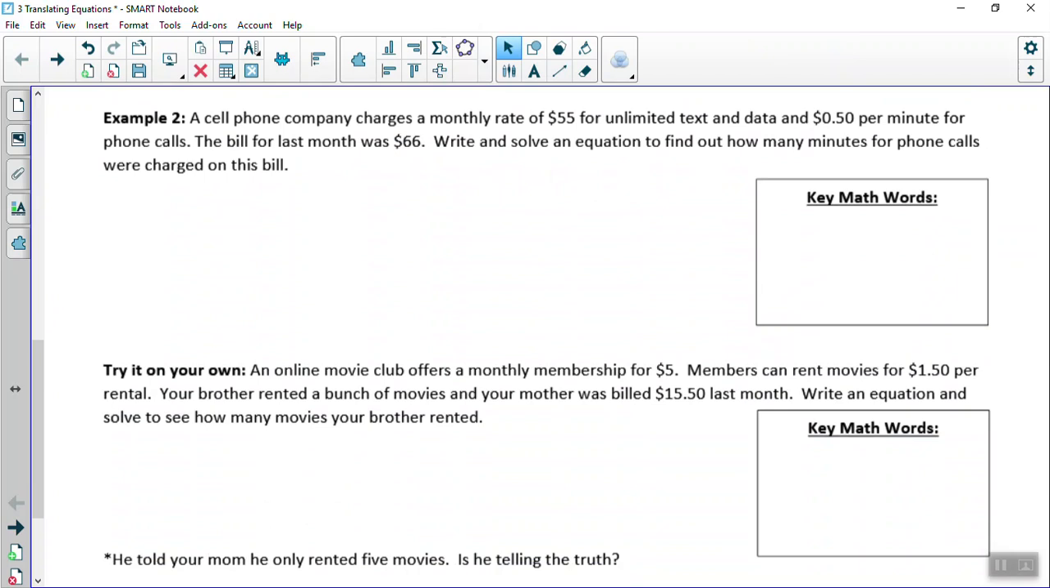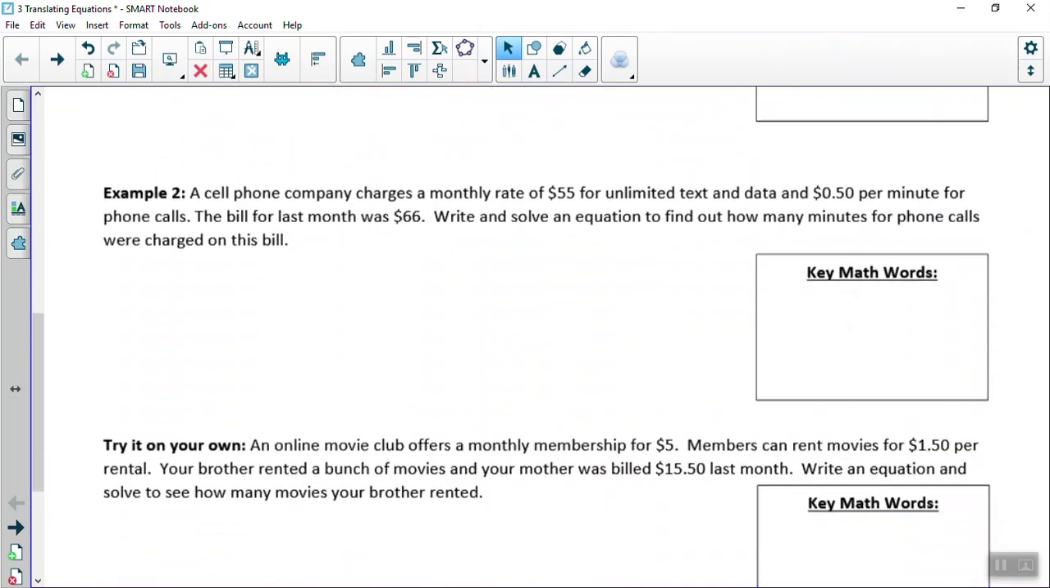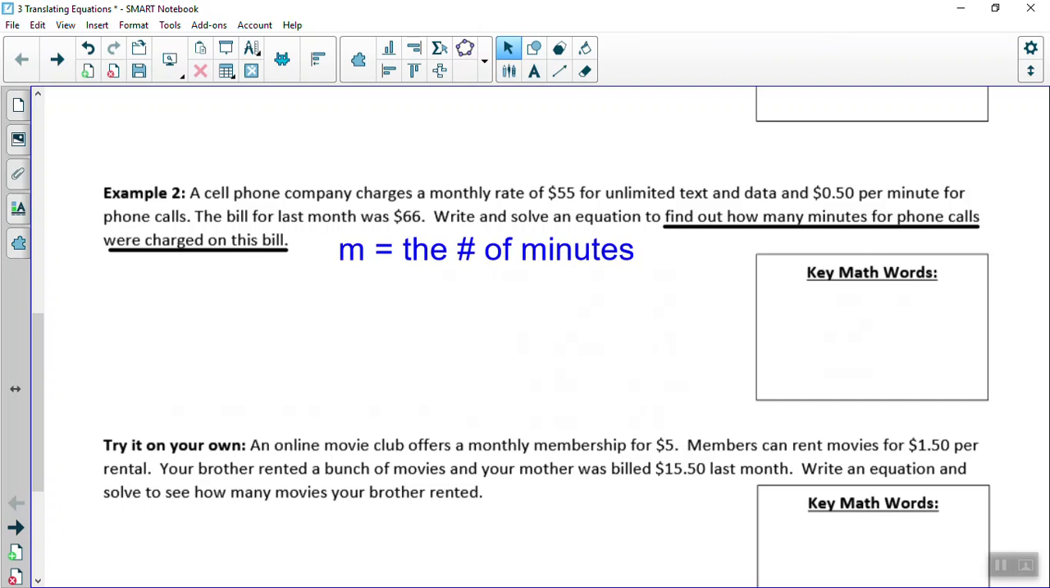All right, so we're going to do the same thing, even though it doesn't have those little steps like we had written here. We're going to start by defining our variable. So let's go back to what they want us to do. They want us to write and solve an equation to find out how many minutes for phone calls were charged on this bill. So that's what we're looking for. So we need to define a variable. I picked m to represent the number of minutes, because that's what we need to find.